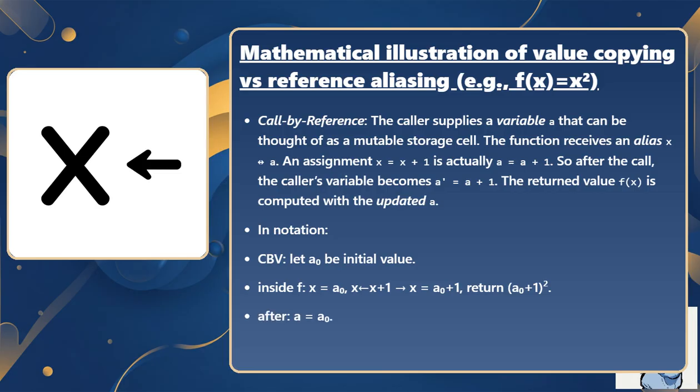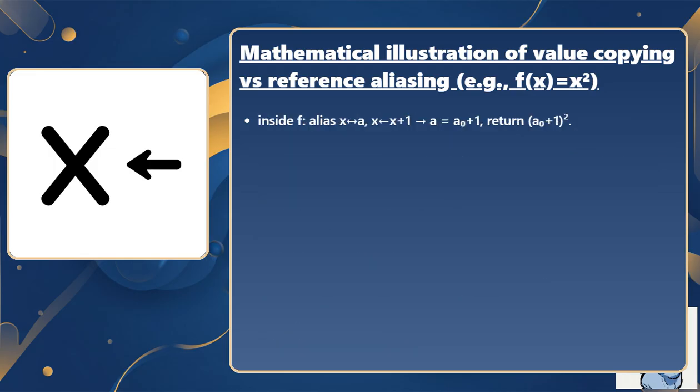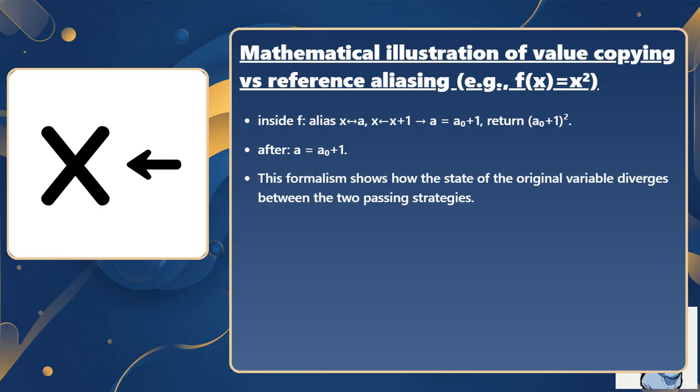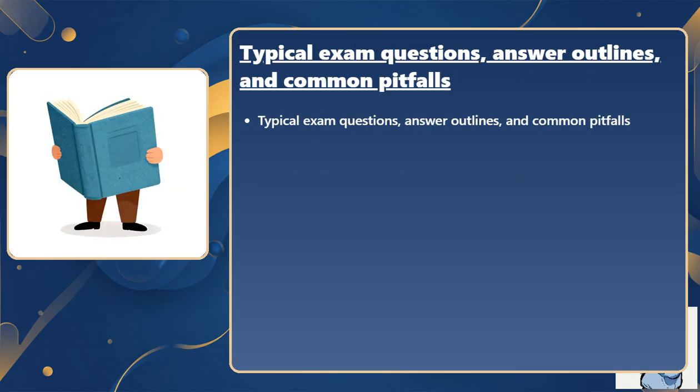After, a = a sub-zero. Call by reference: let a sub-zero be the initial value. Inside f, alias x with a, x becomes x + 1, which results in a = a sub-zero + 1, return (a sub-zero + 1) squared. After, a = a sub-zero + 1. This formalism shows how the state of the original variable diverges between the two passing strategies. Typical exam questions, answer outlines, and common pitfalls.